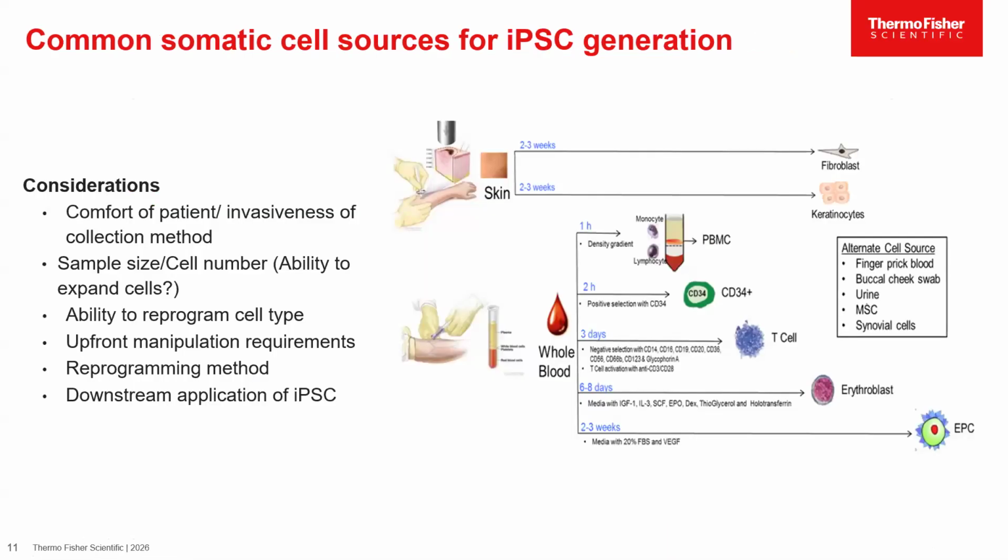Now, other considerations that I think should also be mentioned when you're reprogramming your cells is a little bit around where you obtain your sample from, right? The comfort level or invasiveness of the procedure of obtaining your sample. Right now, skin fibroblasts are quite easy. They're quick punches, but blood draws could potentially even be easier, right?